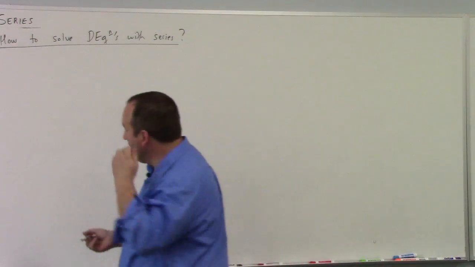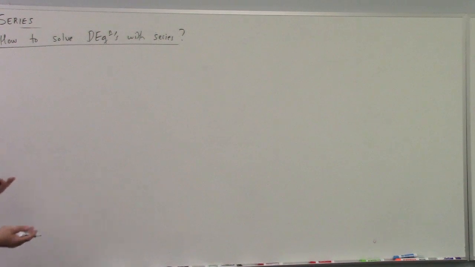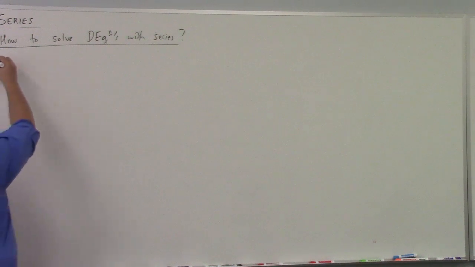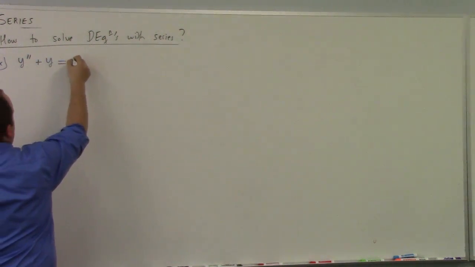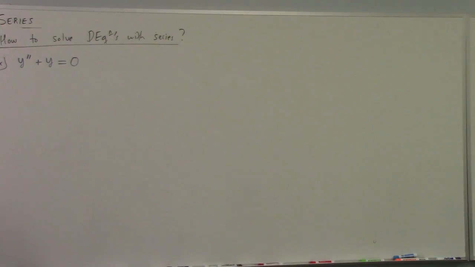Let me do this. This example is particularly easy because it's one we already know how to solve, but it's also illustrative. So if you don't mind, I know you guys know how to solve this a different way, but let's solve it with series. y'' + y = 0. You guys know the solution to this. You know it's sine and cosine. Let me show you how we can derive that with series.